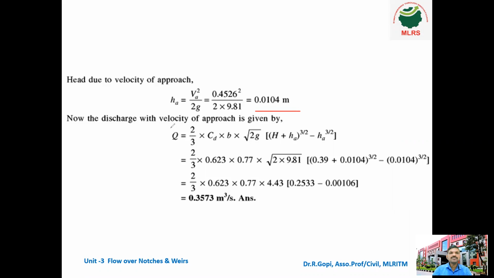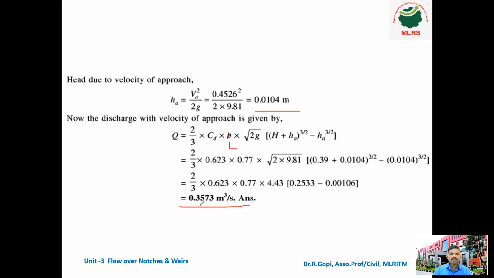So now the discharge with the velocity of approach is given by Q is equal to 2 by 3 Cd b, or Cd L, you can write L, into root 2g into (H plus Ha) power 3 by 2 minus Ha power 3 by 2. Okay, so substitute all the values. L is equal to 0.77, Cd is equal to 0.623, and capital H is 0.39. 0.39 is the head of the water above the crest. Okay, and Ha is equal to 0.0104. So substitute all the values.